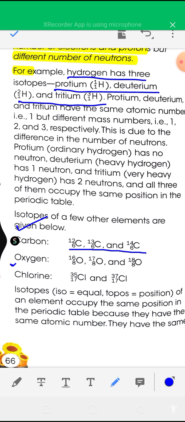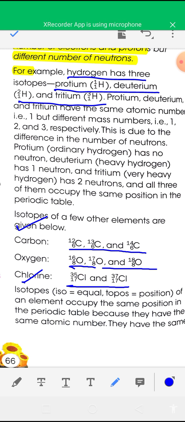Similarly oxygen has 3 isotopes, 8O16, 8O17 and 8O18. Okay, chlorine has 2 isotopes, 17Cl35 and 17Cl37.